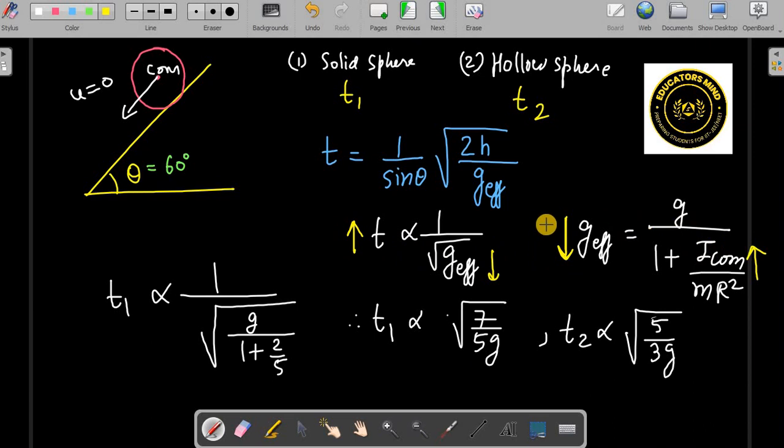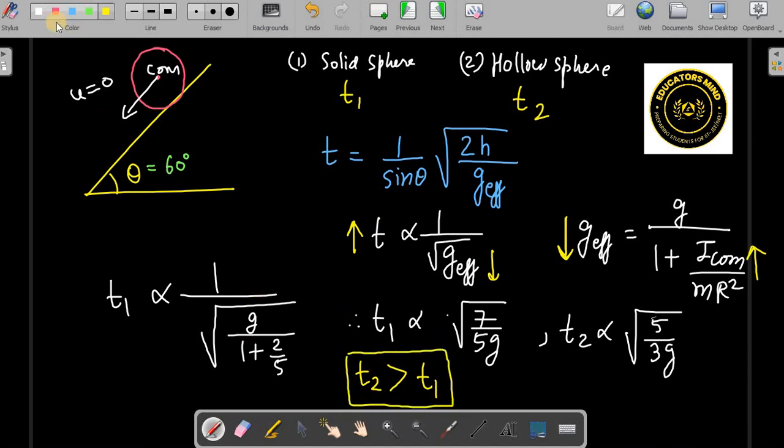Correct? So if you take a hollow and solid, so if you take hollow sphere, I center of mass is more. So as this is more, the denominator is large. As denominator is large, g effective is smaller. As g effective is smaller, the time taken is larger. So time taken will be larger for hollow sphere, isn't it? So time t2 will be greater than time t1.